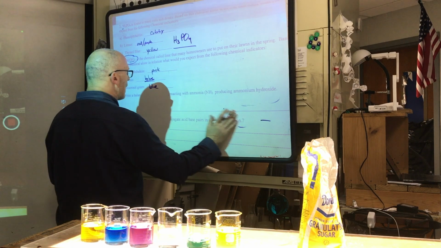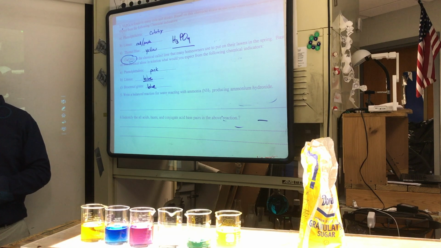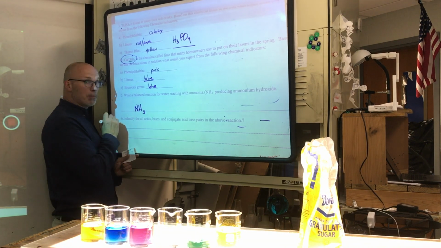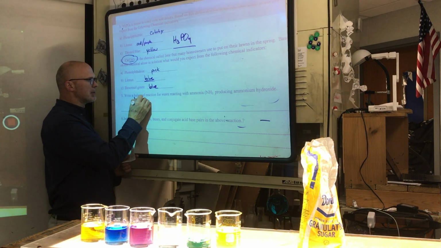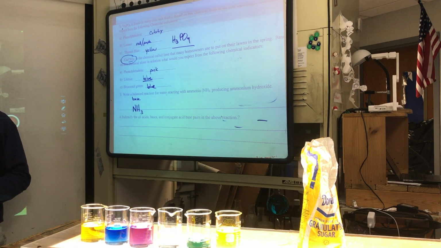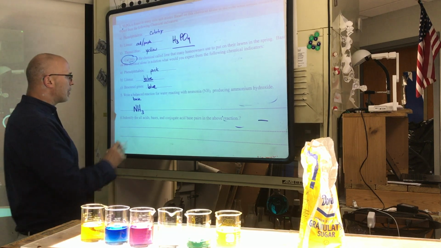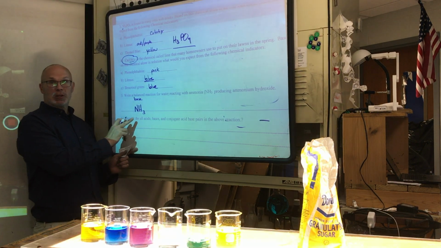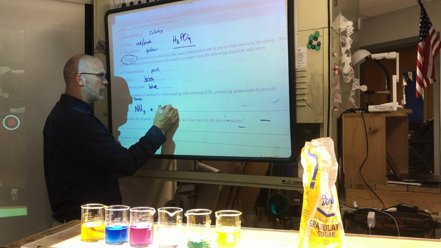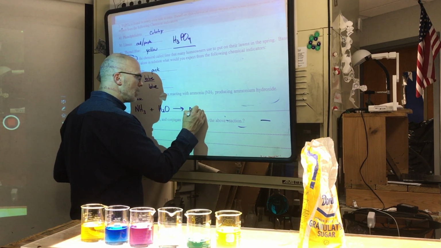Write a balanced reaction between ammonia and water. Ammonia, although we didn't test it, is a base listed in table L. So NH3 is a base. Now you notice something, it doesn't have a hydroxide. NH3 is not an Arrhenius base. An Arrhenius base would have a hydroxide ion in it. But this is one that's posted for you, so it must be a Brønsted-Lowry base with water.